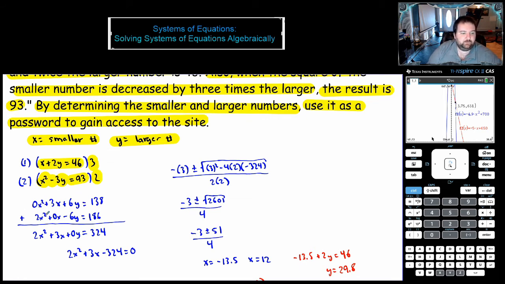0 plus 2x squared is 2x squared. 3 plus 0x is 3x. And 6 plus negative 6 is 0y. And then I have 138 plus 186 is 324. Okay, now I need to move this over to this side so that I can set it equal to 0. And that's what I did in this step here. I set it equal to 0. Why? Because that's what quadratic equations look like.